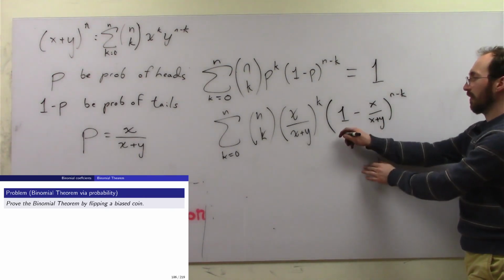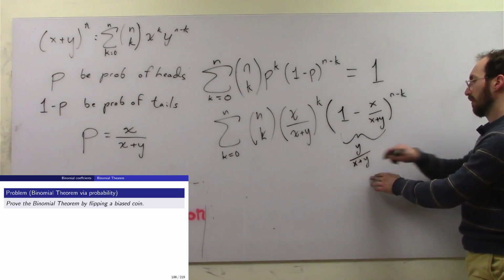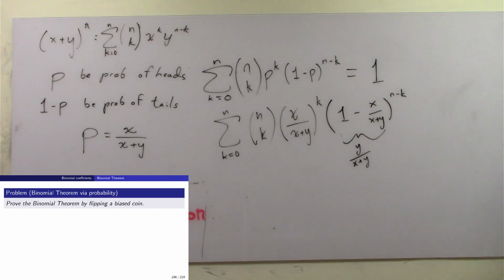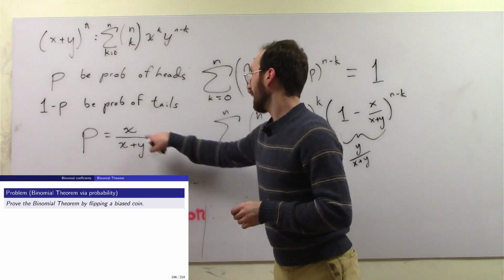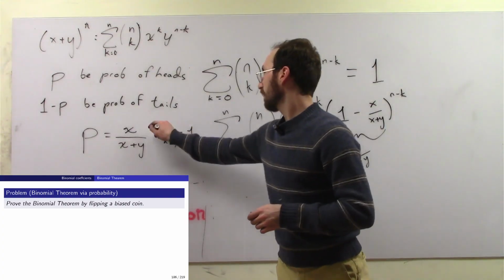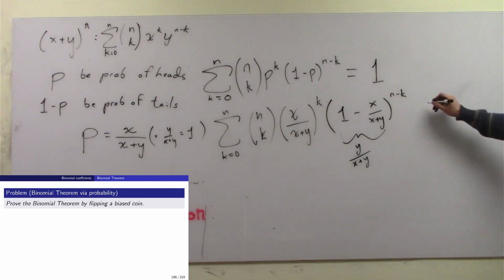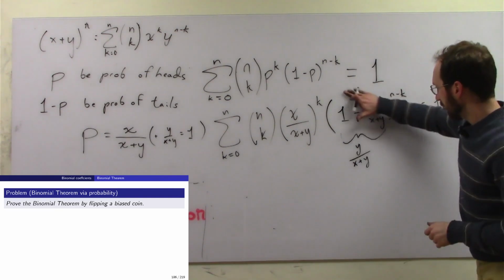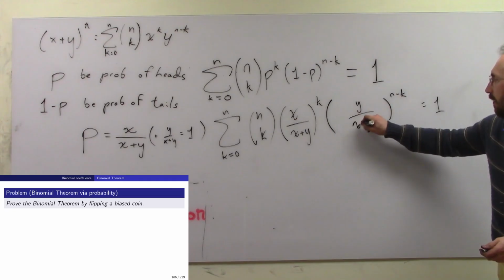This, turns out, is just going to be y over x plus y. We can also think of that as what I would need to add to x over x plus y to get 1. It would be the complement probability. Anyway, this whole thing is equal to 1 still. Let me just write that here for the sake of time: y over x plus y.